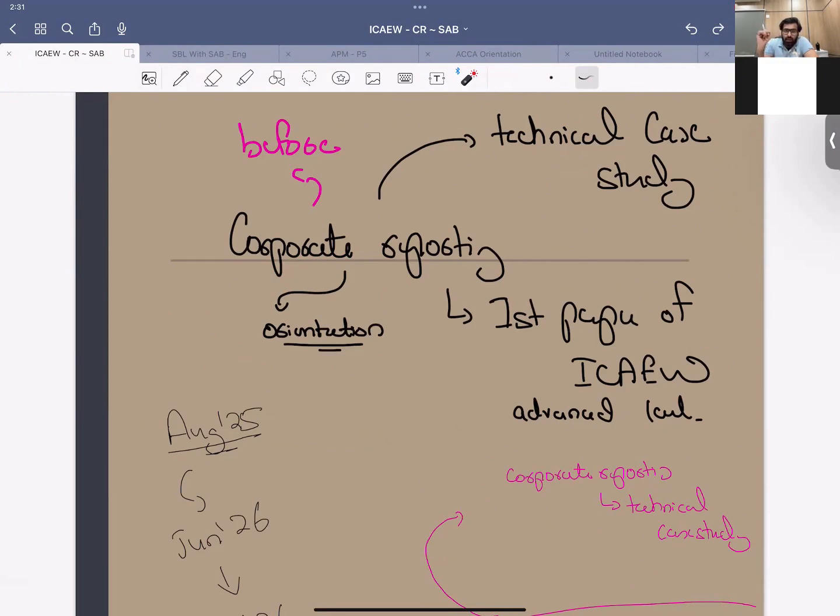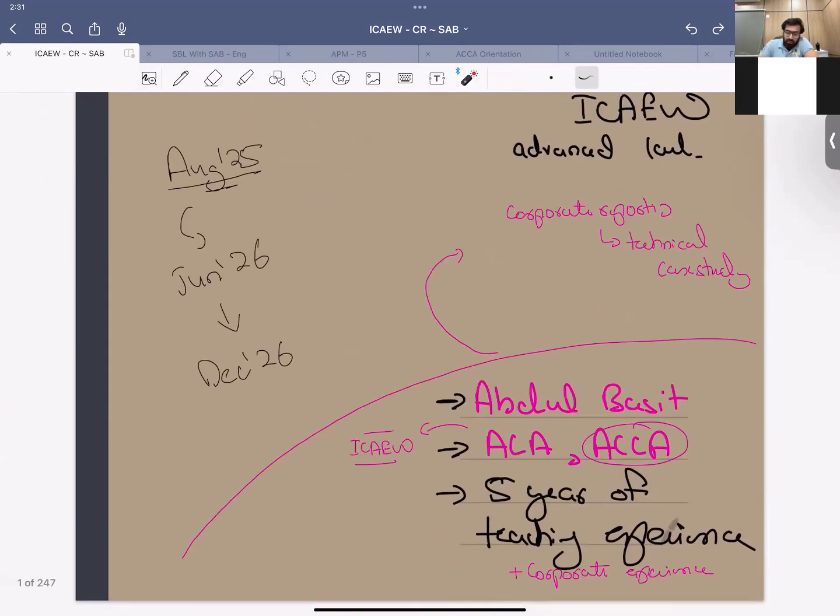Just for your knowledge, guys, let me introduce myself first. My name is Abdul Basit. I have done ACA and ACCA, ACA from definitely an ICAEW background, and ACCA. Then I have 5 years of teaching experience as well as corporate experience. I have been teaching ICAEW and ACCA for quite a long time, and I myself have been a student of ICAEW, then gave 3 papers and got my membership. So this is your tutor profile.